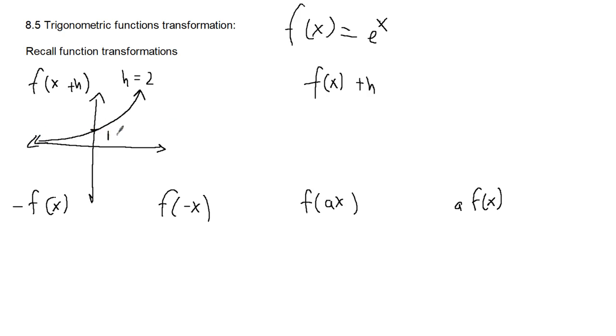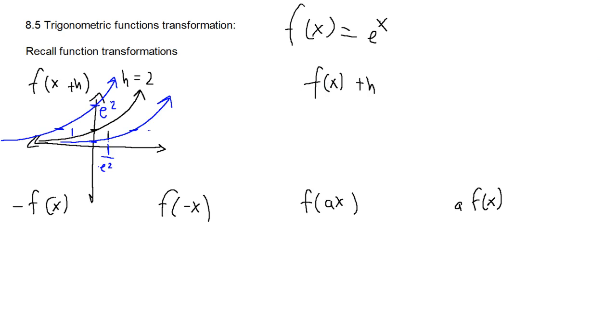Let's say this is 1. But then the modified function would be something like this, where this is e squared and this is 1 instead. If we had x minus h, that would be something like this, where this is 1 and this is 1 over e squared. So that's how you transform: if you add a constant, you go left; subtract, you go right.